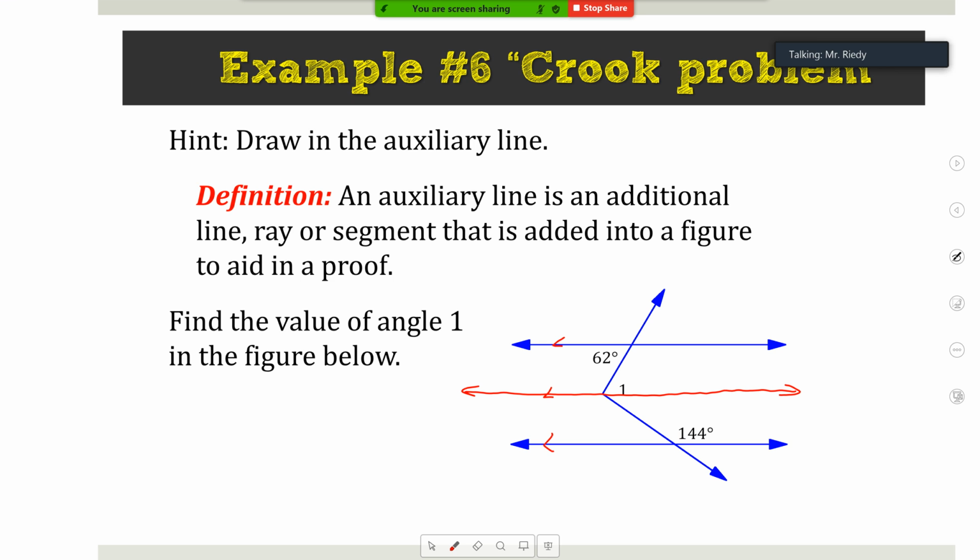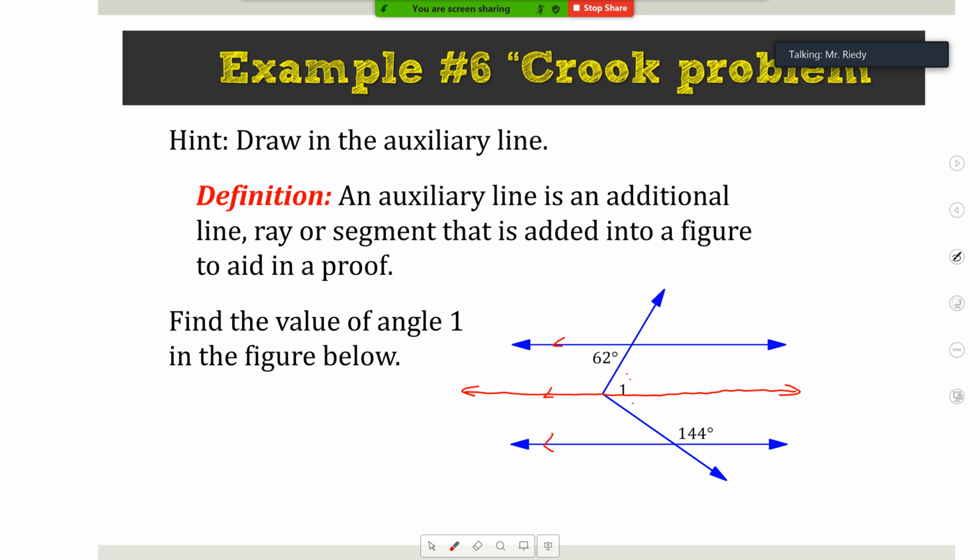Now, it is possible to do a crook problem where you've got more than one crook, but for now we're going to start simple. The biggest thing to notice is that this angle 1 is split into two angles, this one and this one, but those angles are not bisected. They're not equal to each other. Once you draw your auxiliary line, the way to solve this problem is you work from the bottom up and you work from the top down.